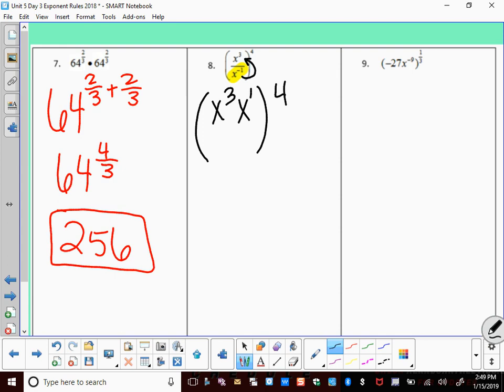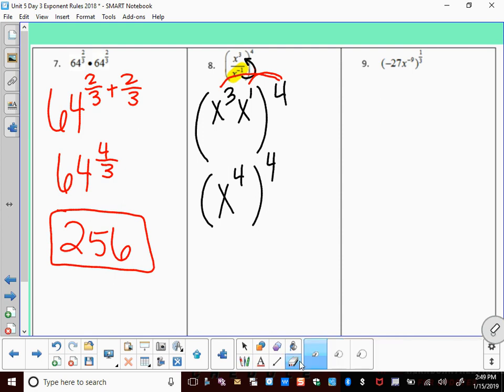If you wanted to distribute your 4 first, that's fine. If you distribute your 4 first, my x gets an exponent of 4, and my other x gets an exponent of 4. Okay, so what is x cubed times x to the first? You get x to the fourth, right? Are you guys with me? I guess this probably confused you a little bit. Let's not do that yet.